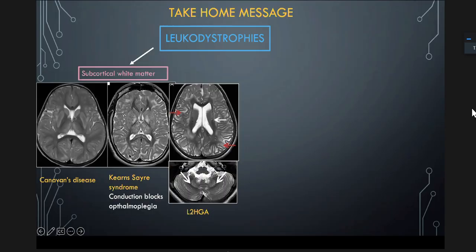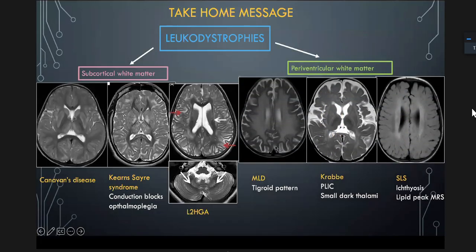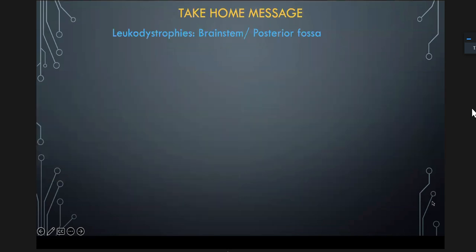And then we have Kearns-Sayre, which is a mitochondrial disorder. So it will show restricted diffusion. It will have cardiac problems, conduction blocks, and ophthalmoplegia. L2-hydroxyglutaric aciduria, classic is involvement of the dentate nuclei. Periventricular prototype is MLD. We saw this tigroid pattern. And then Krabbe's is again periventricular, where you have periventricular involvement. There's a small dark thalamus, and the pulvinar is also involved. And we saw Sjogren-Larsson syndrome, where the clinical picture will be of ichthyosis and a big lipid peak on MRS.